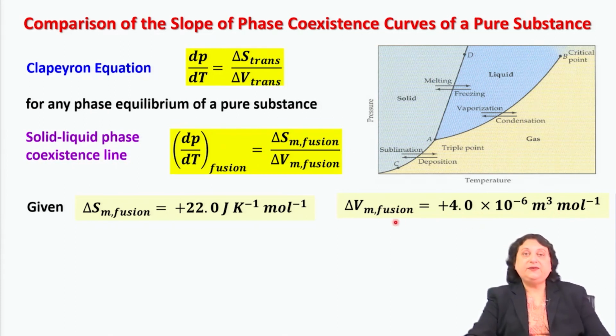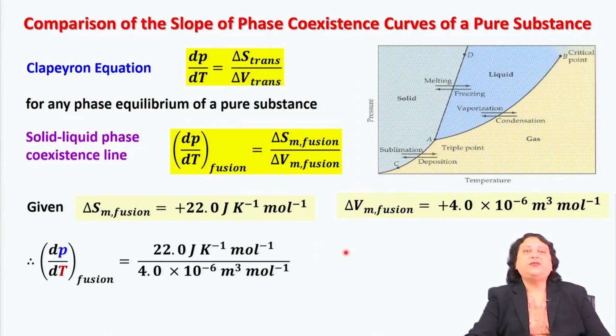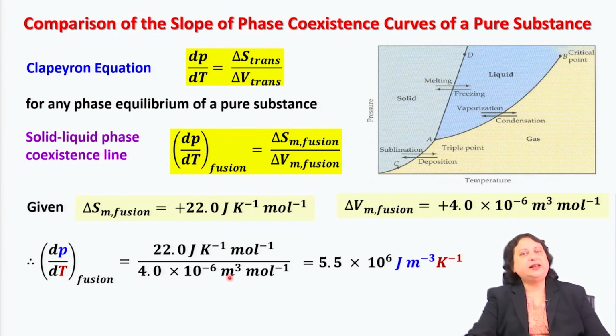In that case, if these two pieces of information are available to you, you can very easily find out what dP/dT is. So, here I have put in the value of delta S and the value of delta V, and I can directly calculate what dP/dT is going to be. So, dP/dT I found is 5.5 into 10 to the power of 6, then comes the unit that I have derived by simplifying what I have here.